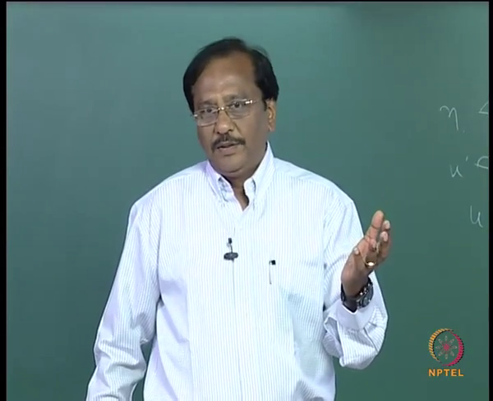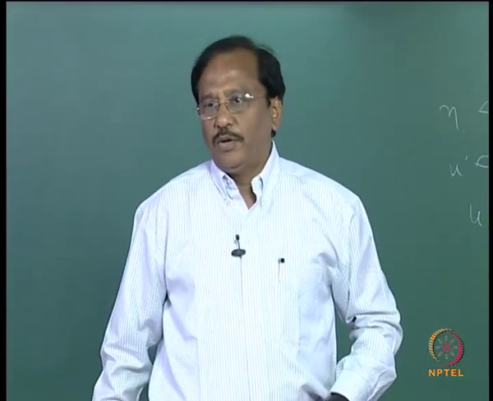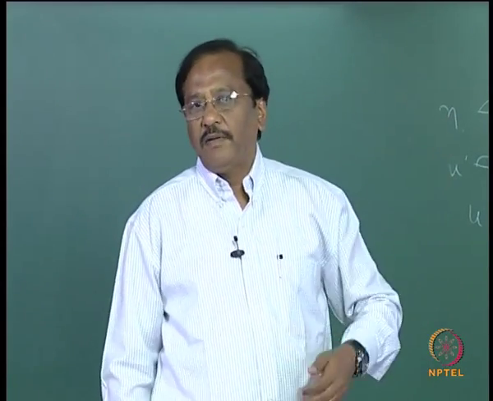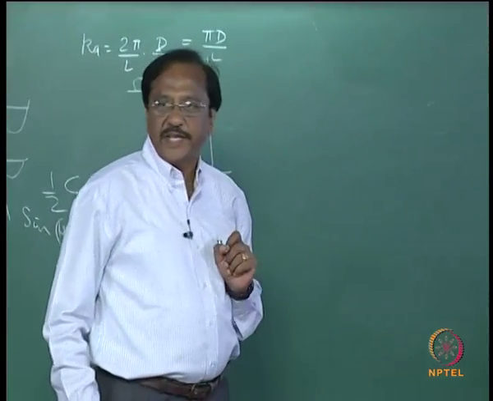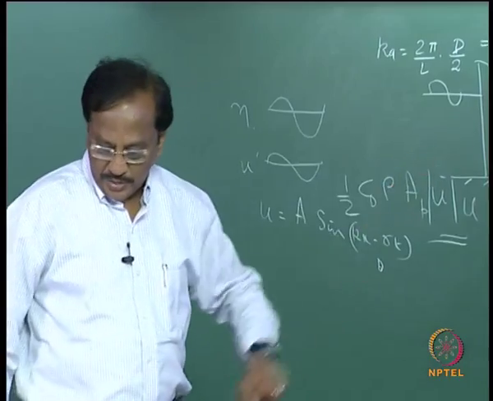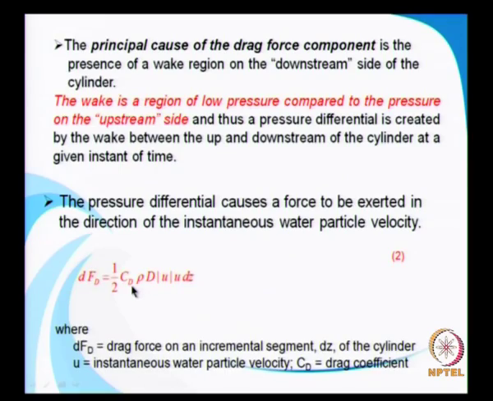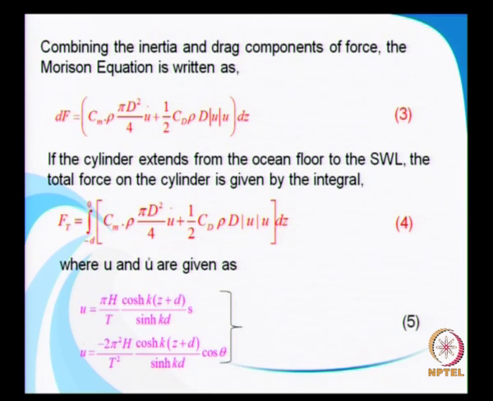If you do not have the absolute sign, then what will happen? You are not really representing the direction of the flow. It will take positive all the way through and the negative component will not come at all. So, in order to take care of the direction of the flow, we have an absolute value. And again you see that there is a coefficient of drag. So, combining the inertia and the drag component, we have the force on that elemental height of dz given as dF etcetera. That is equation 3.